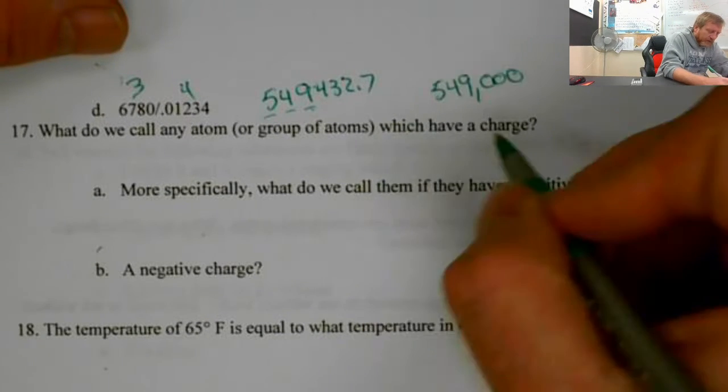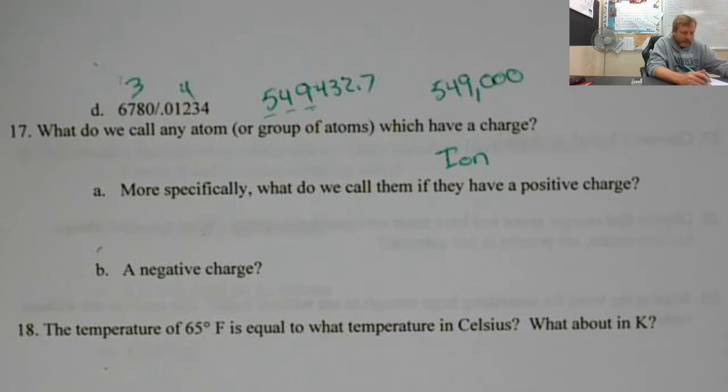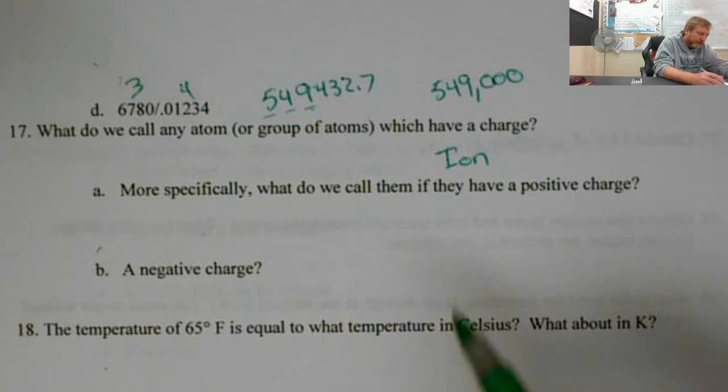We call a group of atoms that have a charge, or a single atom or group of atoms, an ion. If it's a group, it's a polyatomic ion. If it's a single, it's a monatomic ion. Again, we'll come back to that stuff in a little more depth in the future.